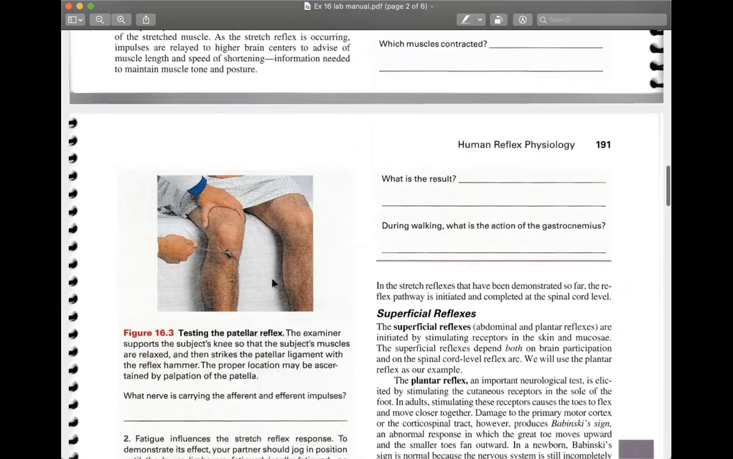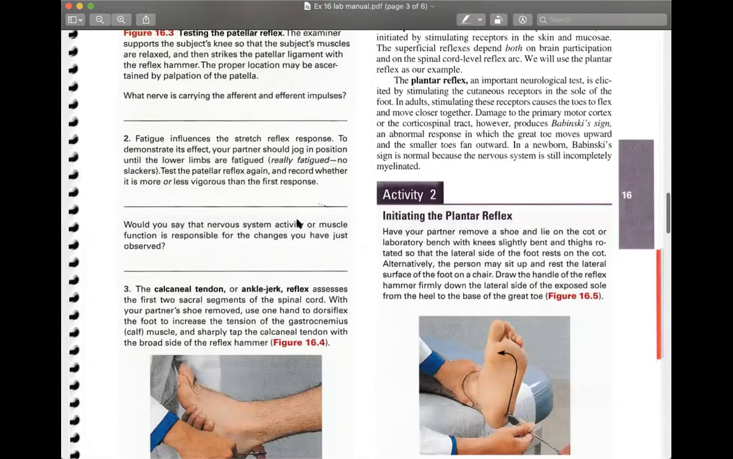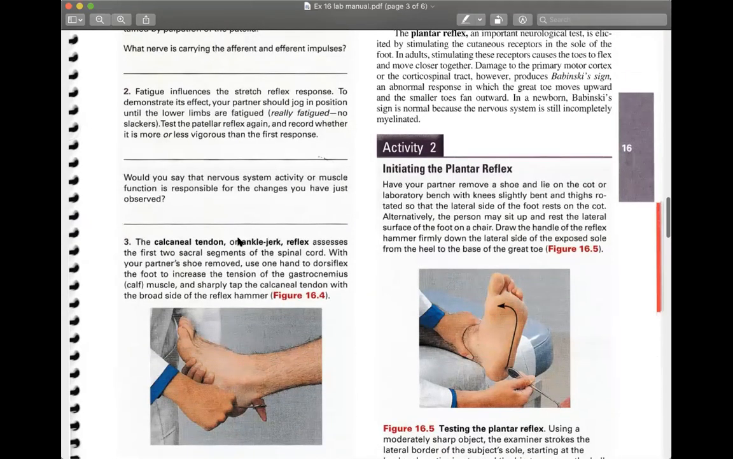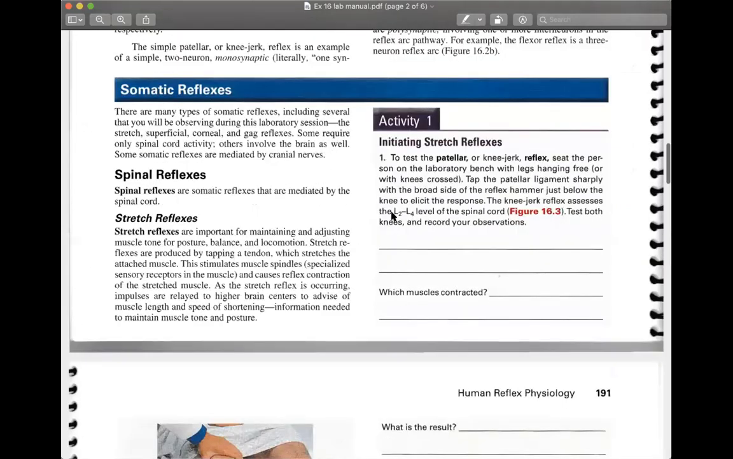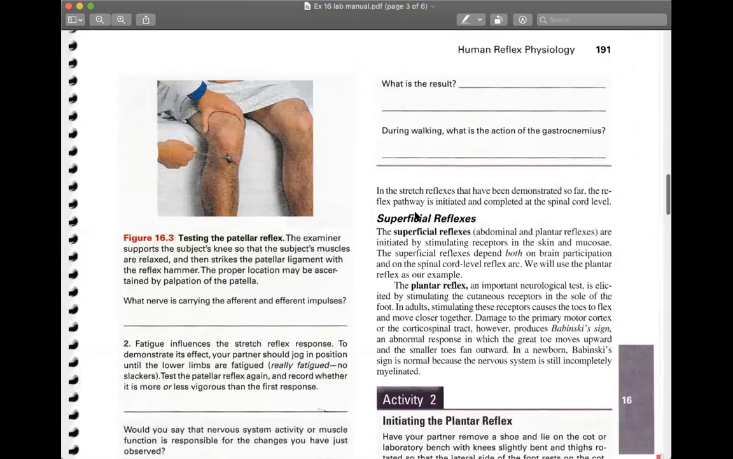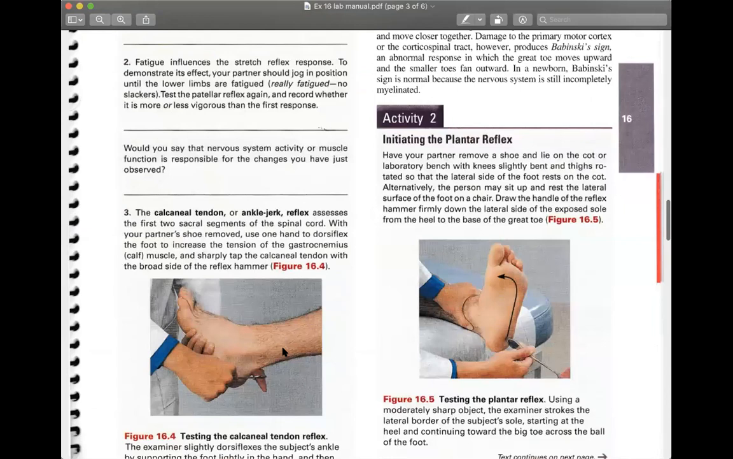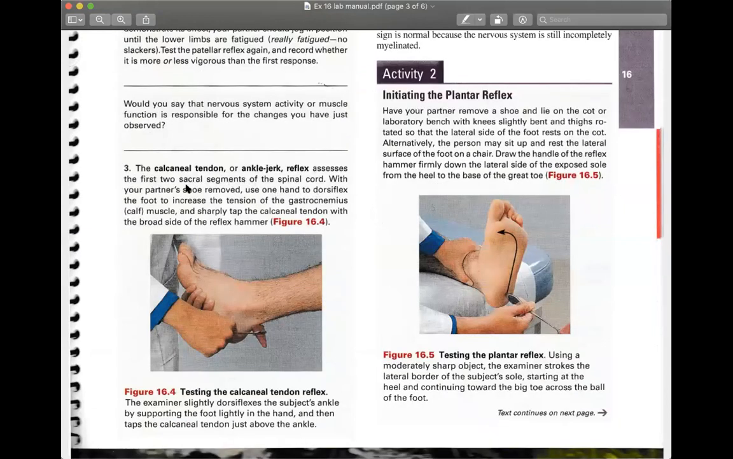The other one is the calcaneal tendon or ankle jerk reflex. You don't see this done as often. Again, they test the spinal cord at different levels. I think the knee jerk is L2 to L4, and the calcaneal is more sacral, I think the first two sacral segments of the spinal cord. So again, if you've got an injury, you could detect where that injury occurred by doing different tests. So that's why you have one versus the other. But it's basically the same.